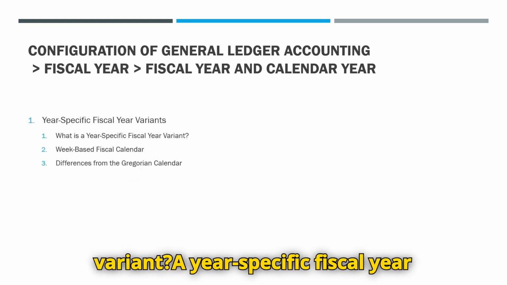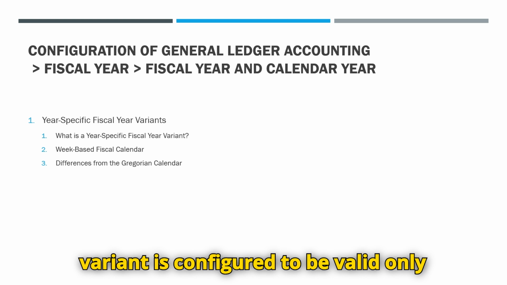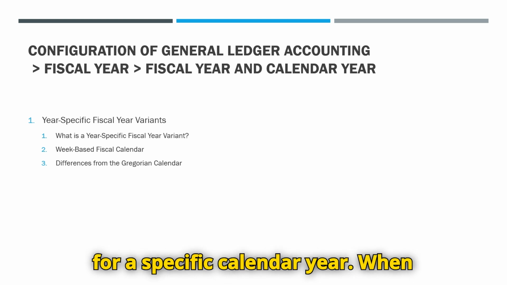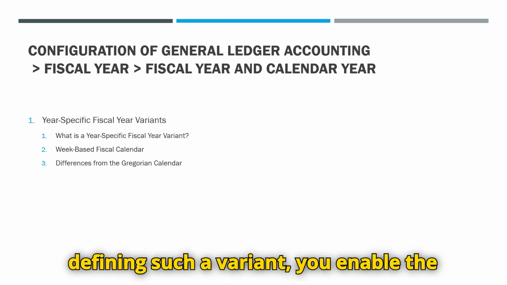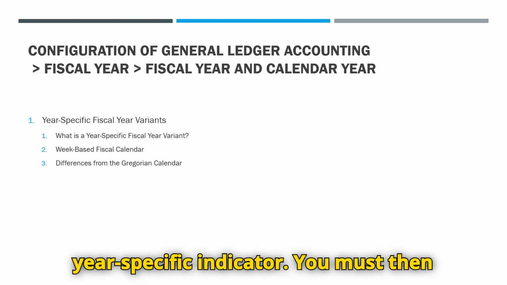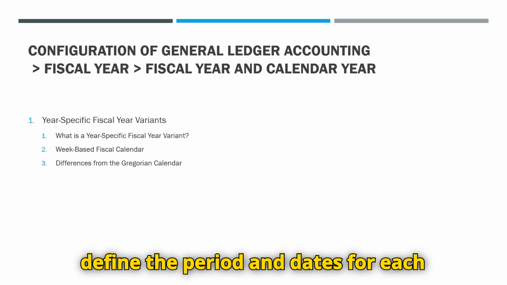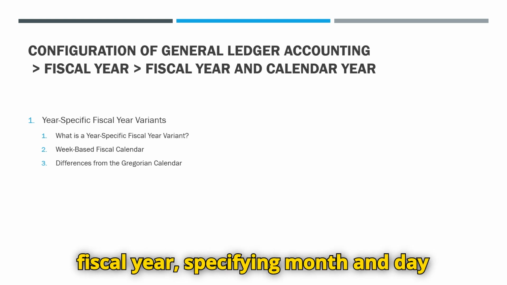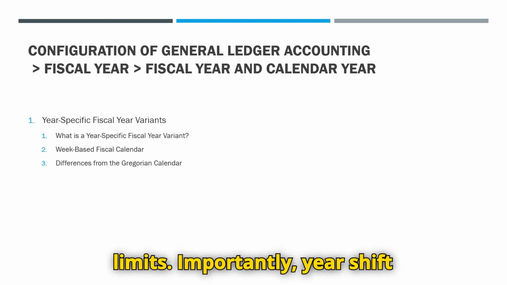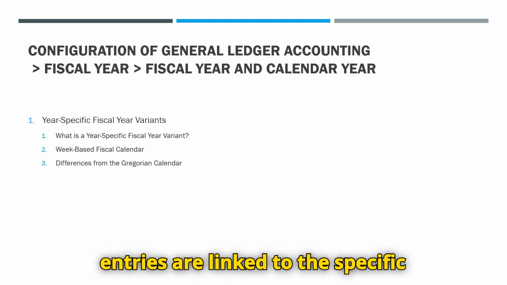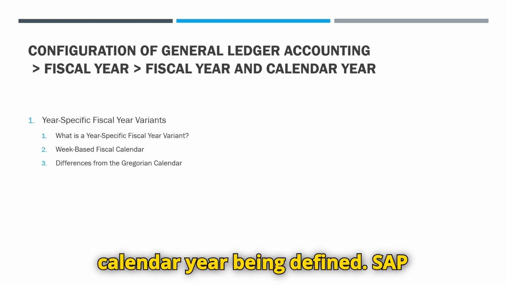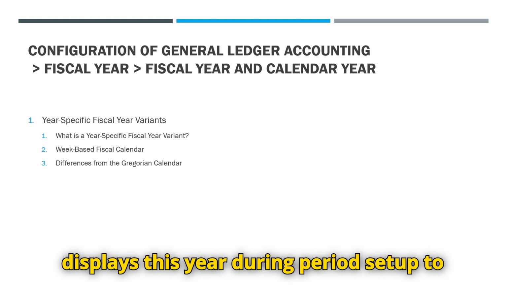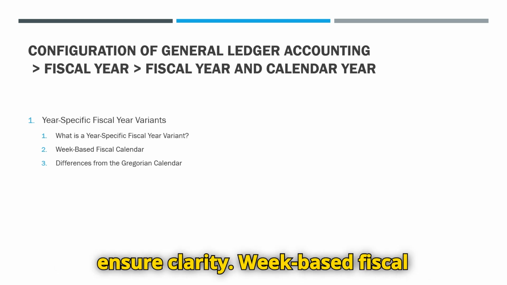A year-specific fiscal year variant is configured to be valid only for a specific calendar year. When defining such a variant, you enable the year-specific indicator. You must then define the period end dates for each fiscal year, specifying month and day limits. Importantly, year shift entries are linked to the specific calendar year being defined. SAP displays this year during period setup to ensure clarity.